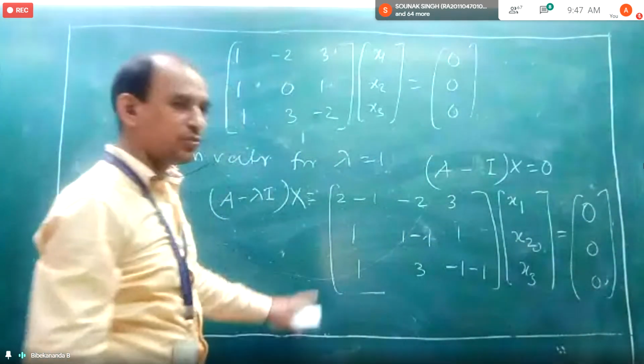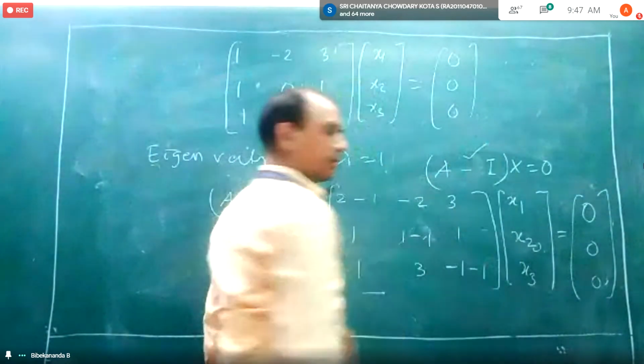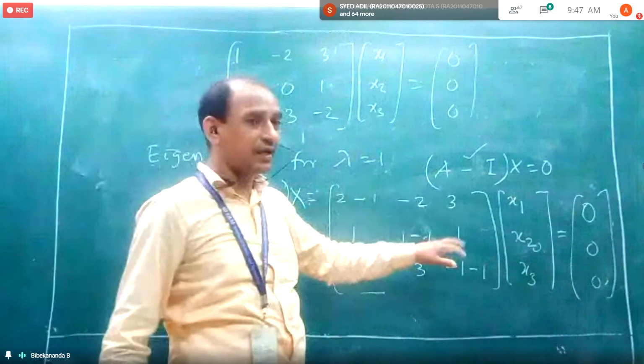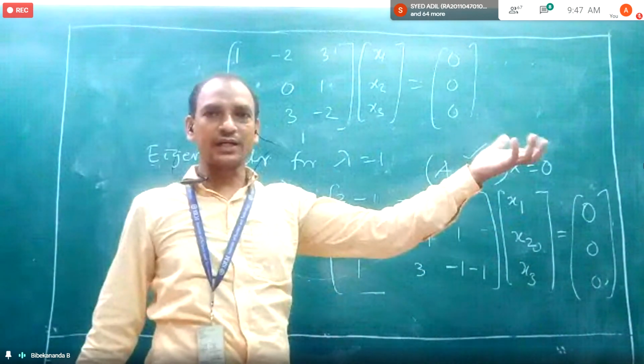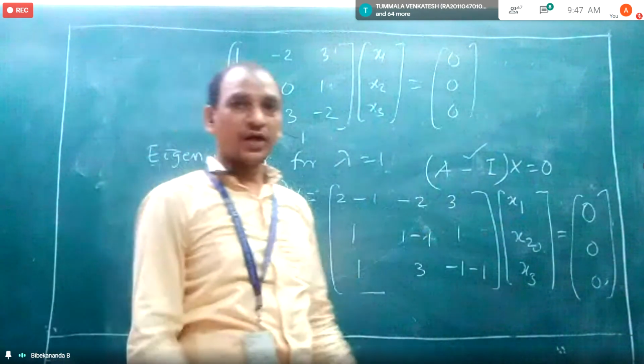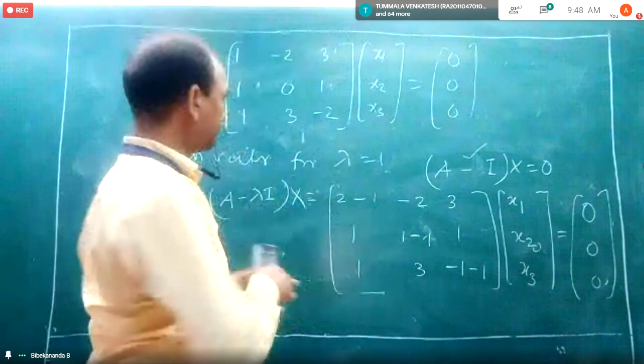How are we getting this one? From this expression. Hereafter I will not do it like this. Directly we can subtract the eigenvalue from the diagonal element and we can form this one. Okay, the first problem I am doing everything.